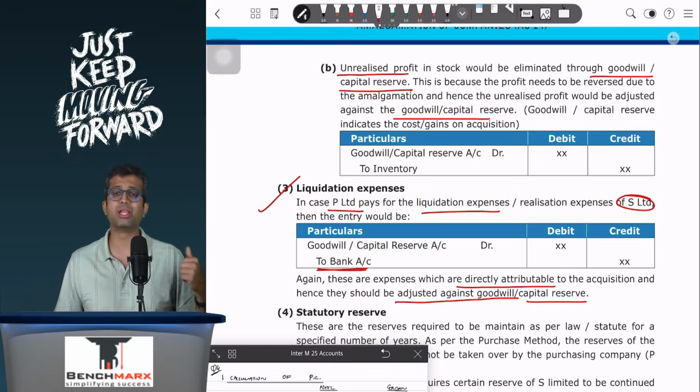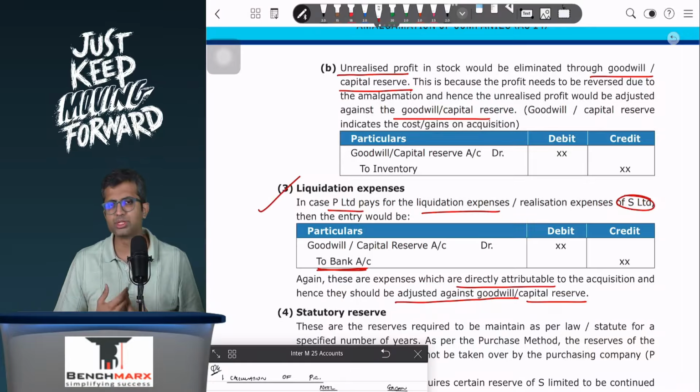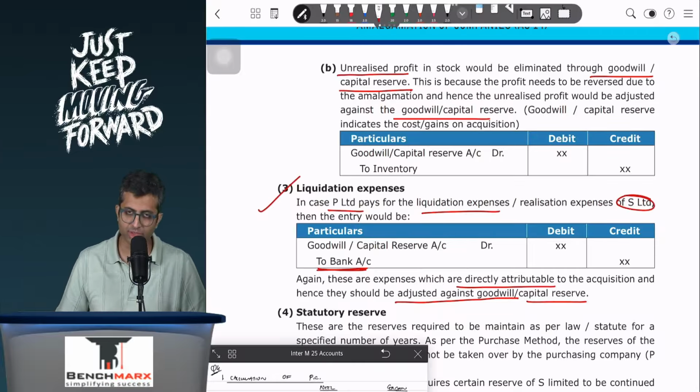Next, there can be something called the statutory reserve. Examples of this are export promotion reserve, export profit reserve, investment allowance reserve, development rebate reserve. These are reserves which are required as per a law or a statute. Now, S had to maintain these reserves for 5 years. 2 years have gone by, 3 years are remaining. However, now S closes. But as per law, you have to maintain this for 5 years. So P will maintain these reserves over the next 3 years.